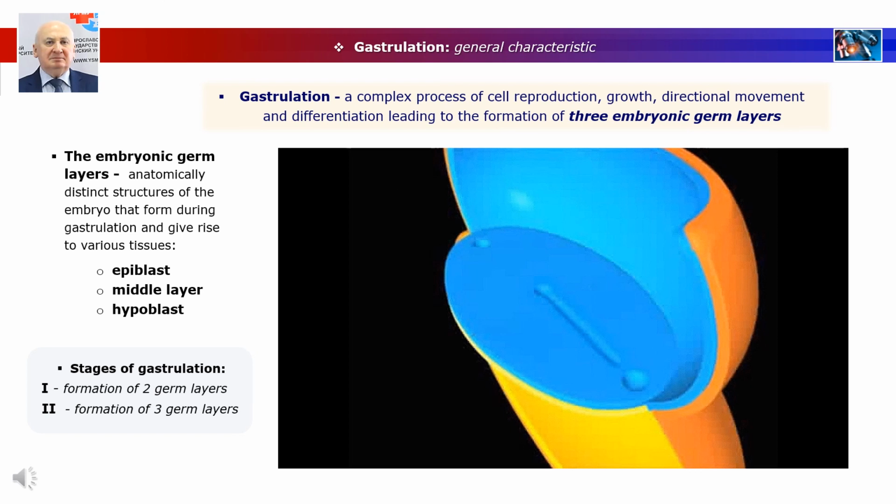Gastrulation is a complex process of cell reproduction, growth, directional movement, and differentiation, leading to the formation of 3 embryonic germ layers. The embryonic germ layers are anatomically distinct structures of the embryo that form during gastrulation and give rise to various tissues. Gastrulation is characterized by various cellular processes.